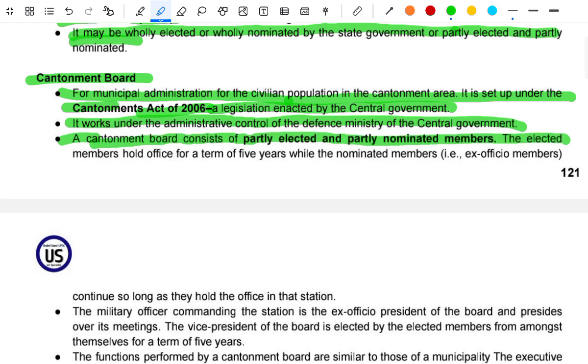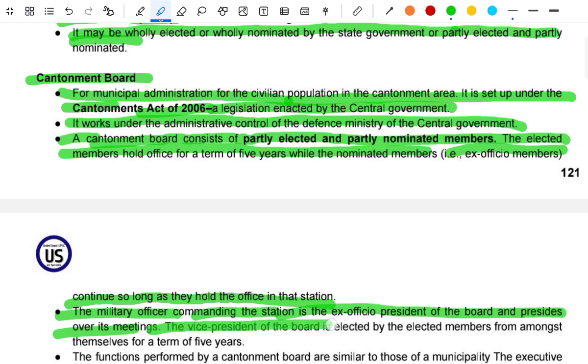The elected members hold office for a term of 5 years, while the nominated members, who are ex officio members, continue as long as they hold the office in the station. The military officer commanding the station is the ex officio president of the board and presides over the meetings. The vice president of the board is elected by the elected members from amongst themselves for a term of 5 years.